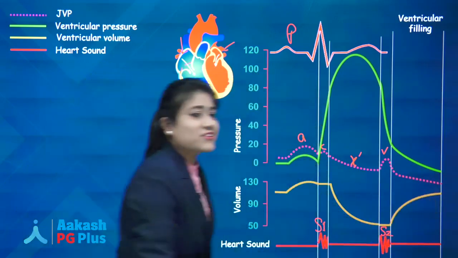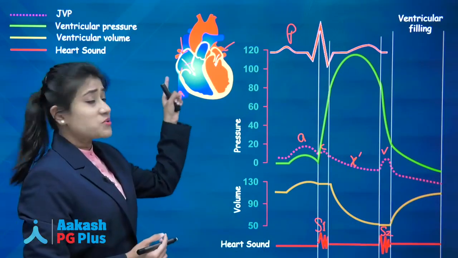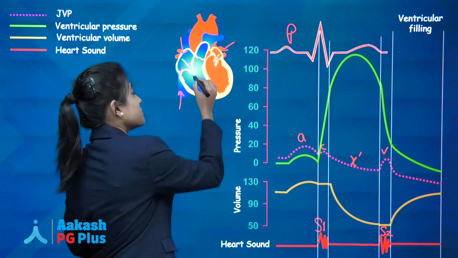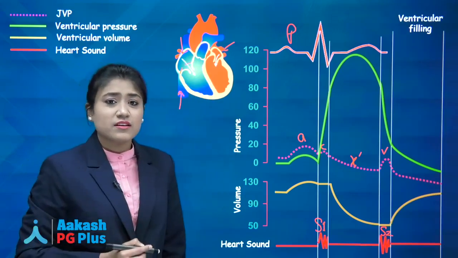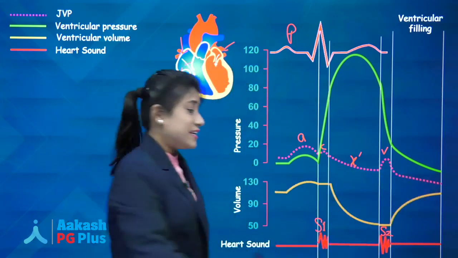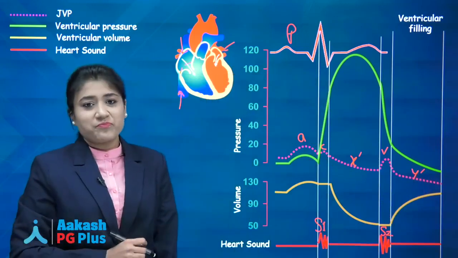Ventricular pressure is decreasing. And what is happening to the ventricular volume? Ventricular volume is increasing. What is happening to the atrial pressure? Remember guys, here you can see that the blood is continuously coming from the atrium to the ventricle. That's why here atrial pressure is decreasing, which is seen as Y descent on JVP.